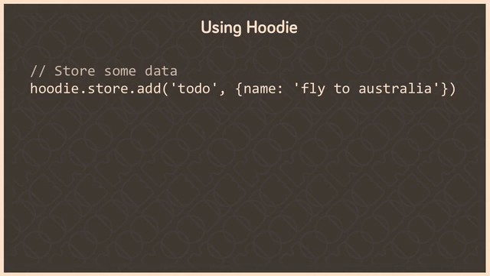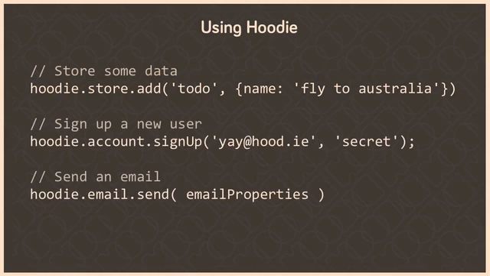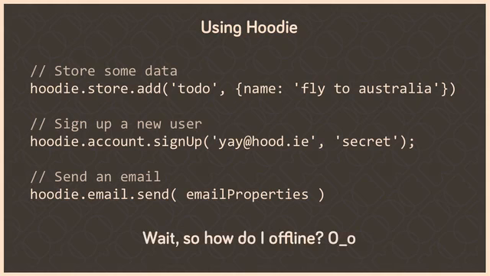Well, storing something in the Hoodie store is as simple as calling Hoodie store add and giving it a type and an object. It's fairly mundane. Want to sign up a new user? Hoodie account sign up. Username and password. Also quite boring. Send an email, Hoodie email.send, and you give it an object with an email. But wait, I mean, how do I offline? Where's the offline? That's it.